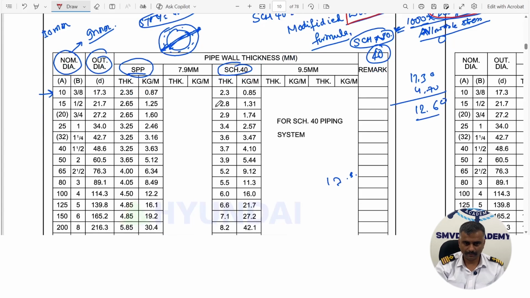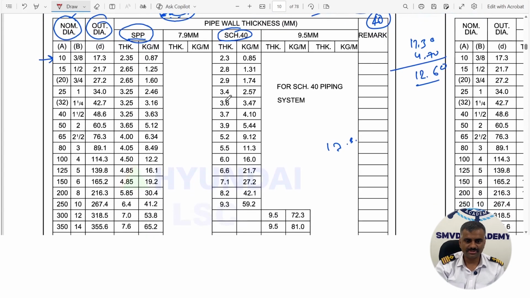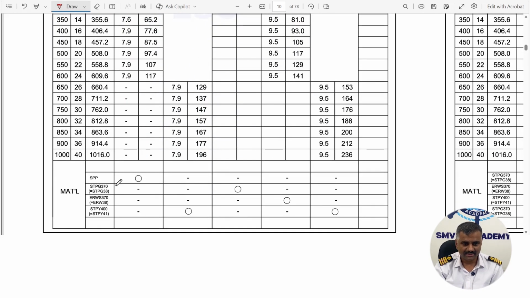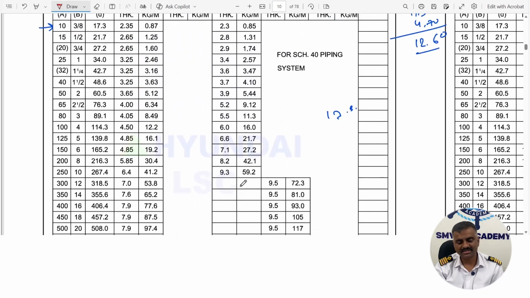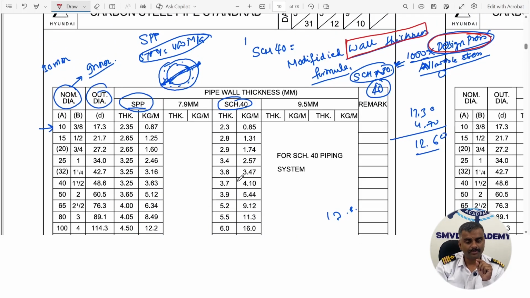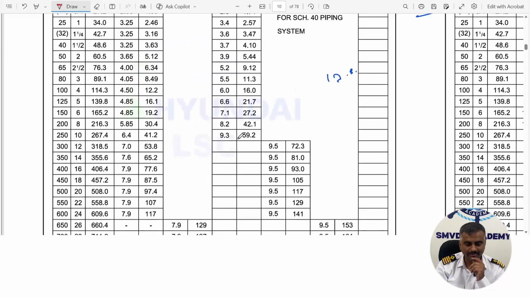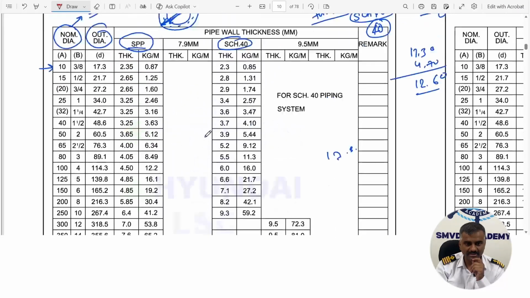Okay, now you can see the thickness for the schedule number is almost the same as for the STPG pipe, but the pipe material you can see has changed. The pipe material for schedule 40 is STPG 370. Since the material is different, the pipe strength will be different. When we are talking about schedule, we are talking about the wall thickness. So this part is about the wall thickness. You can see above this, 7.9 mm is the standard thickness.